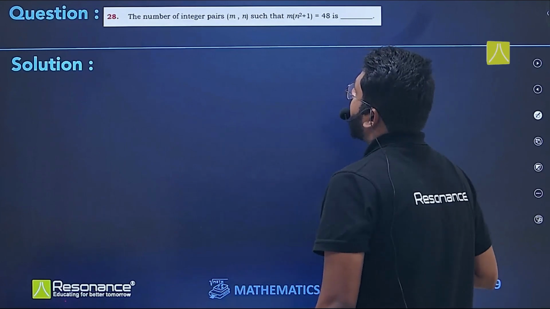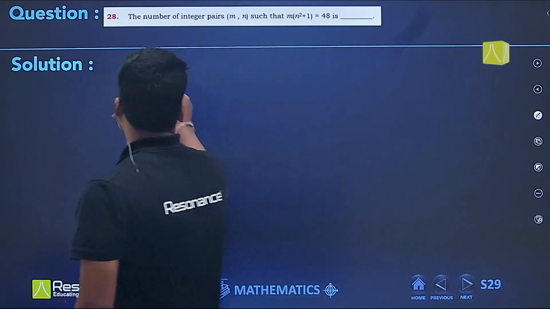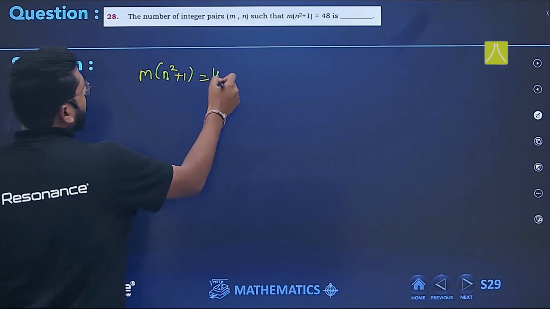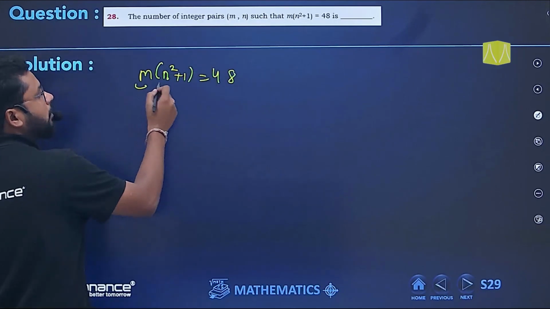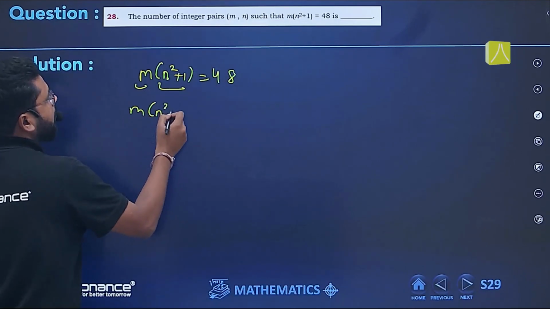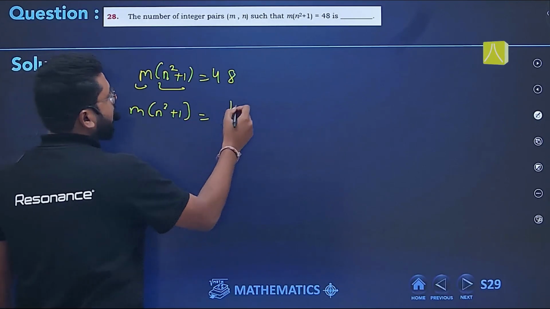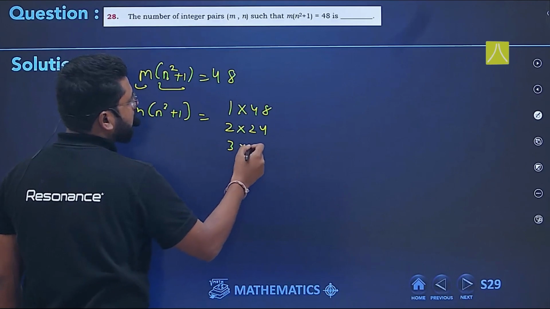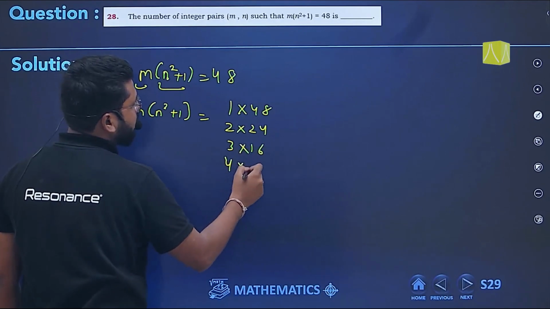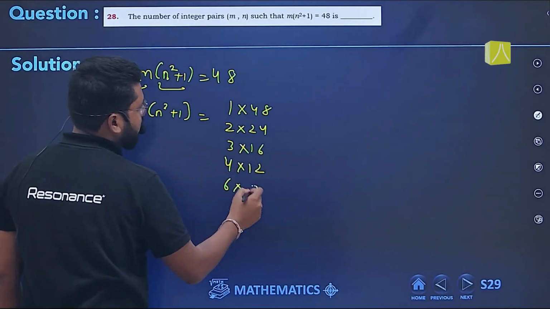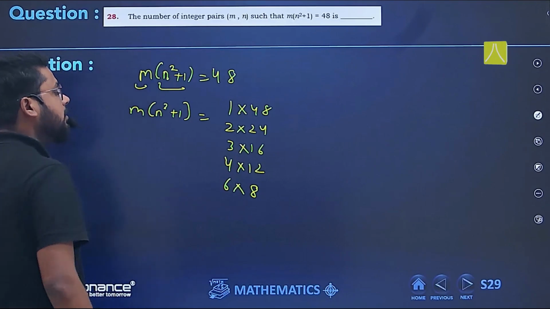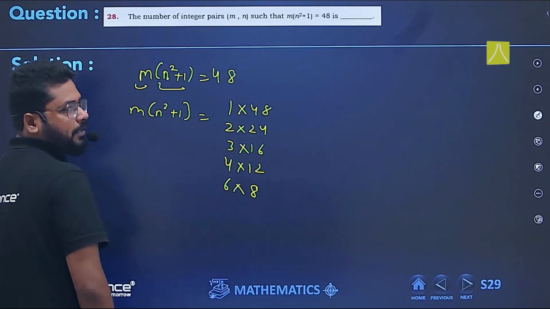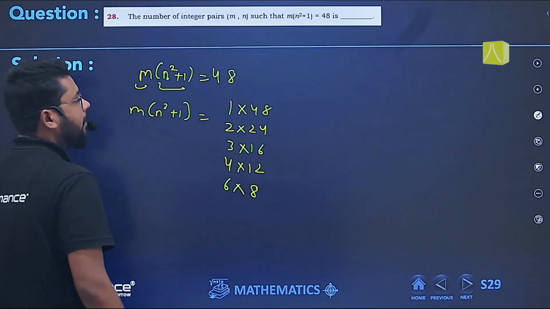Okay, now question number 28. The number of integers m, n such that m into n square plus 1 is 48. We have to find the product of two numbers like this. So 1 into 48 is possible, 2 into 24 is possible, 3 into 16 is possible, 4 into 12 is possible, 6 into 8 is possible. After this the pairs will repeat themselves, like 12 into 4, 24 into 2. So these are the 5 pairs.